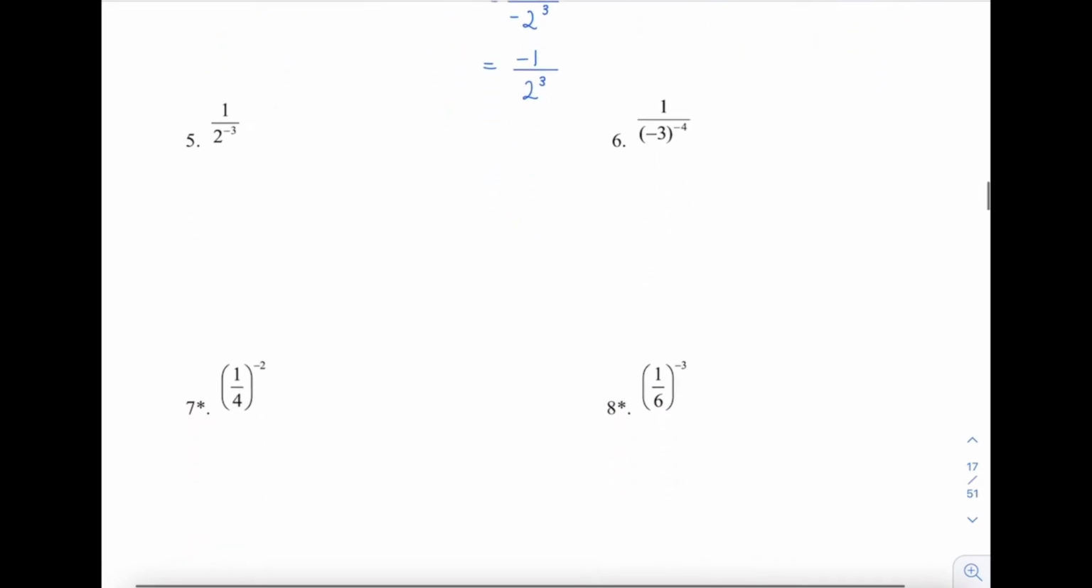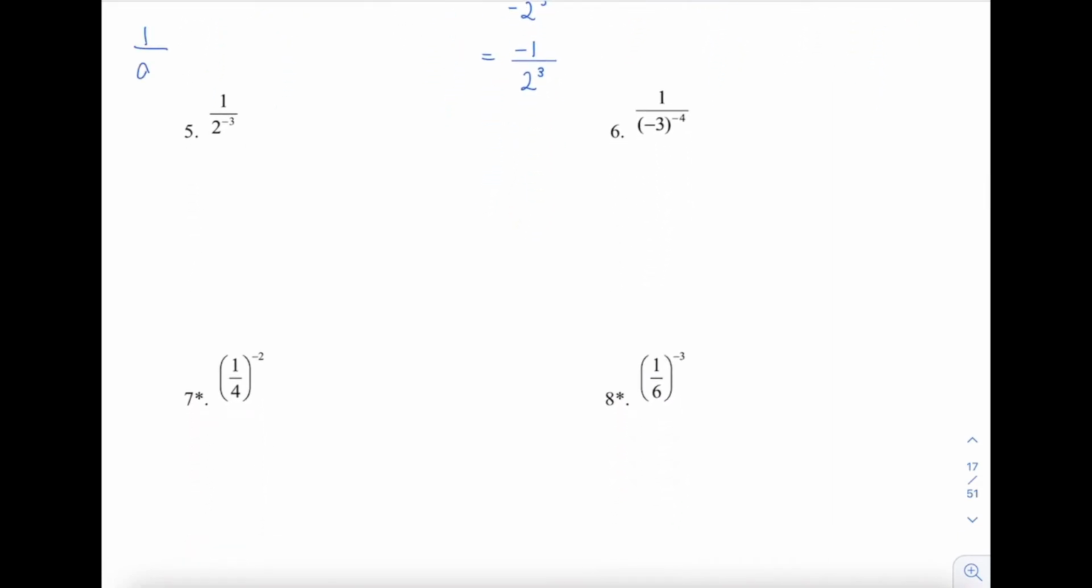And now we're going to go into the rule of 1 over a to the negative n equals a to the positive n. So this one really simply is 2 to the power of 3. This one really simply is negative 3 to the power of 4, which we're going to rewrite because it's a negative base to an even exponent. Okay, it's 3 to the power of 4.